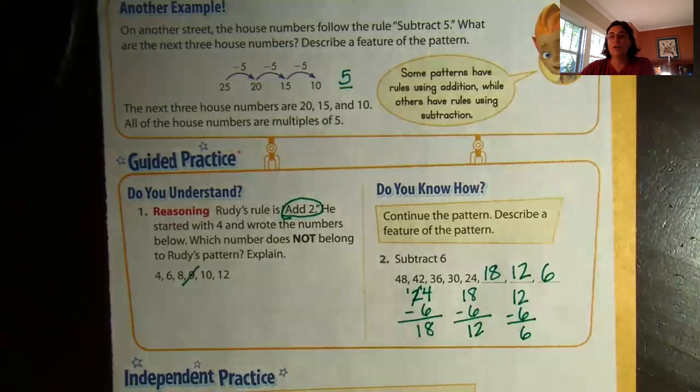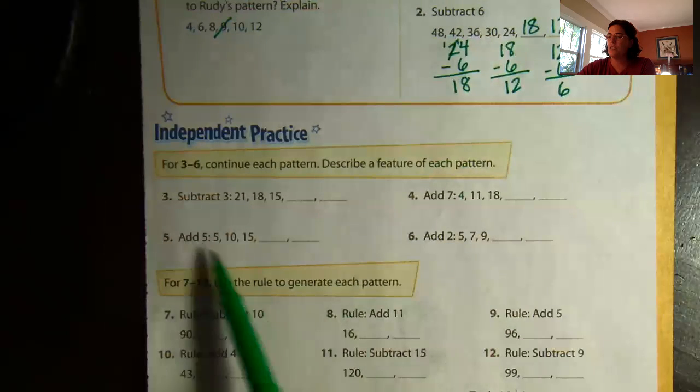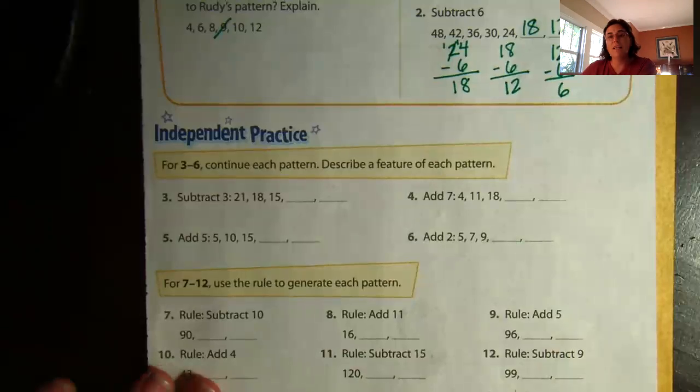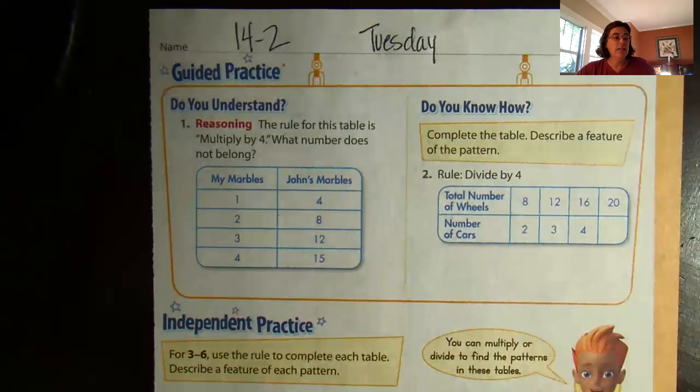Very good. Okay, so this sheet should be super easy. It tells you what the rules are, and then it asks you just to complete the patterns. All right, Mondays are all adding and subtracting, but on Tuesday, you're going to see some problems that require us to multiply and divide. Now remember, we know that we're going to multiply or add when the numbers get larger, and we're going to divide or subtract when the numbers get smaller.